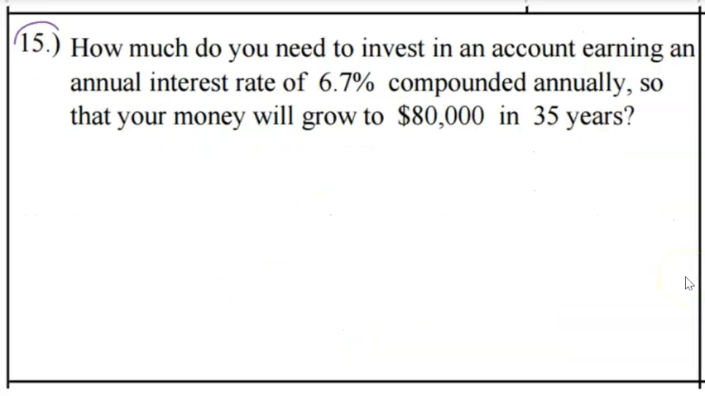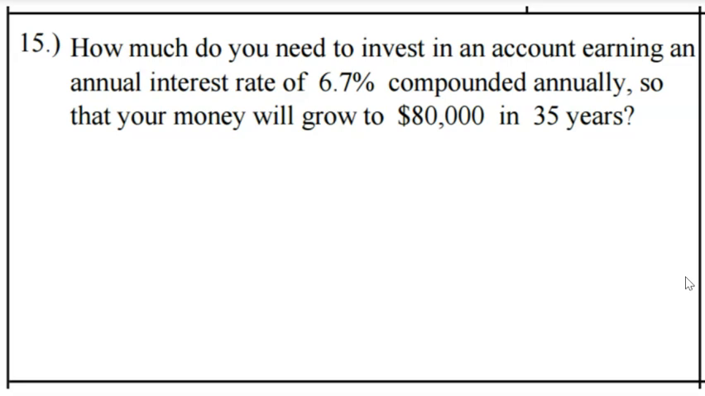Now let's look at question 15. It says, how much do you need to invest in an account earning an annual interest rate of 6.7% compounded annually so that your money will grow to $80,000 in 35 years?